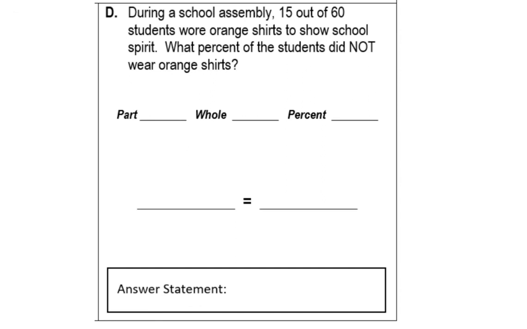Okay, last question, D. During a school assembly, 15 out of 60 students wore orange shirts to show school spirit. What percent of the students did not wear orange? So the percent we're looking for are the ones who did not wear the orange, so no orange. Okay, so it tells us 15 out of 60 wore orange. That means that 15 students wore orange. That's the part. And 60 is going to be your whole.